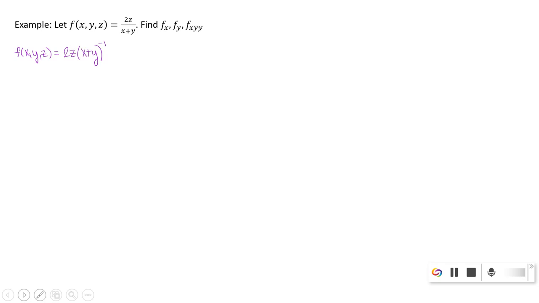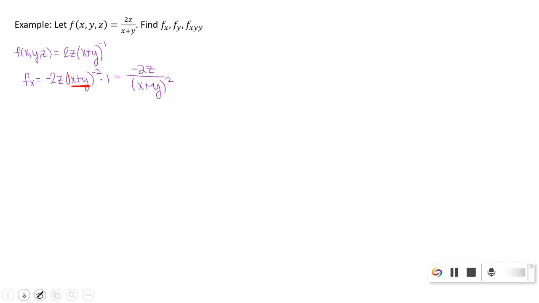And then I'm going to go ahead and use my chain rule. So I brought down the negative 1. That gave me negative 2z times x plus y to the negative 2. And then using the chain rule, derivative of the inside is just going to be 1. I guess 1 plus 0, or just 1. And then I'll rewrite that as negative 2z over x plus y squared.